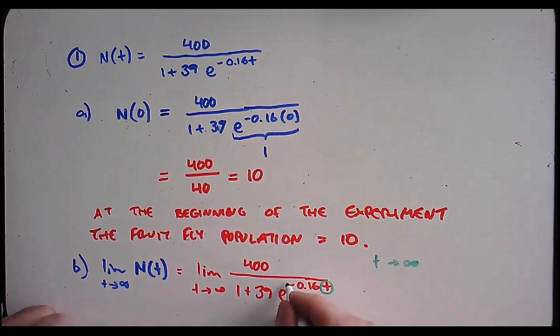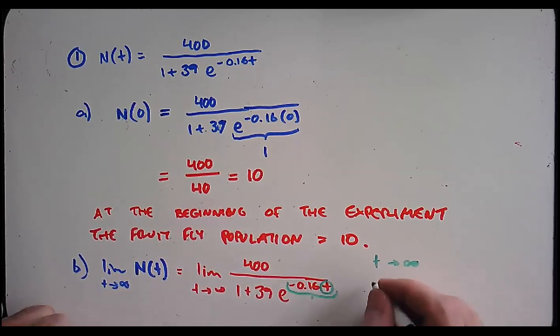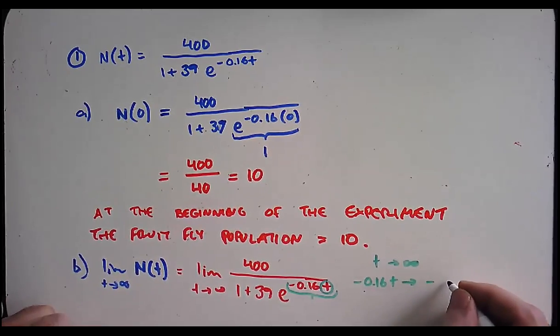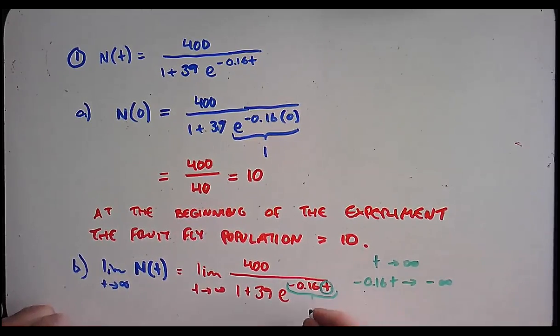And what does that mean then for negative 0.16t? Well, if t is going to infinity and we multiply by a negative number, well, that expression then would be headed toward negative infinity, right? So this entire exponent is headed to negative infinity. Well, what happens to e to some power as that power approaches negative infinity?